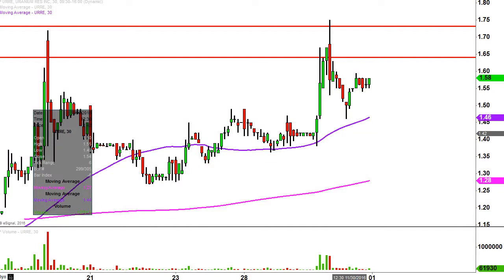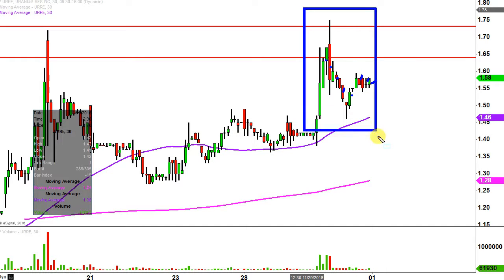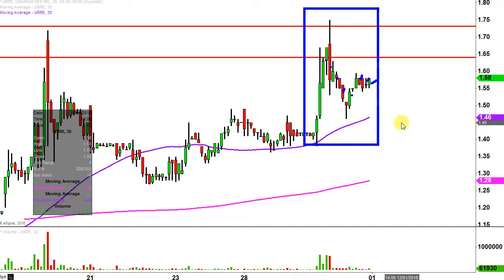Real quick, what do I mean by 30-minute, in case maybe you're new to charts? Instead of each one of these candlesticks representing 1 day's worth of price action, which is what you would normally see, each one represents 30 minutes. So while this may look like several days' worth of time right here, it's actually just today's price action broken down into 30-minute time slices.